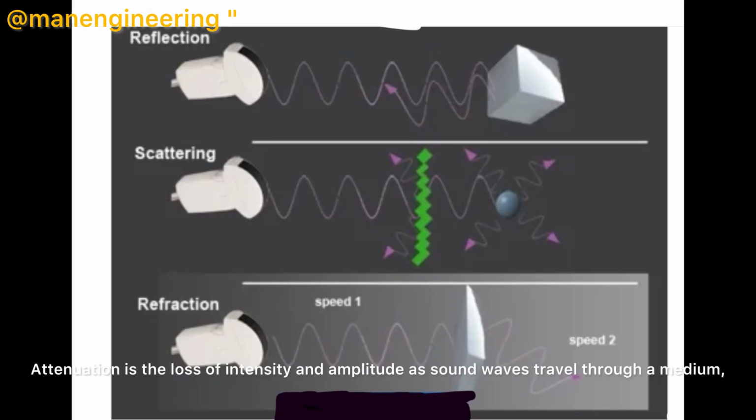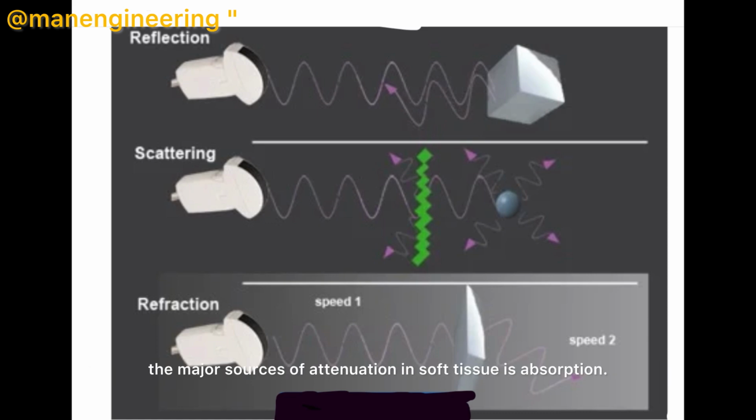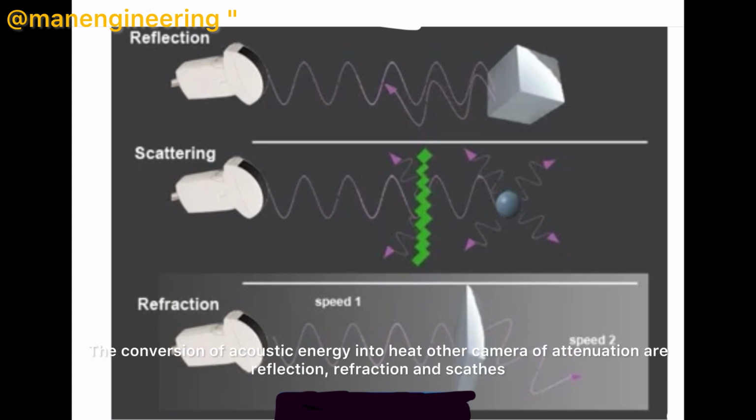Attenuation is the loss of intensity and amplitude as sound waves travel through a medium. The major source of attenuation in soft tissue is absorption, the conversion of acoustic energy into heat. Other causes of attenuation are reflection, refraction, and scatter.